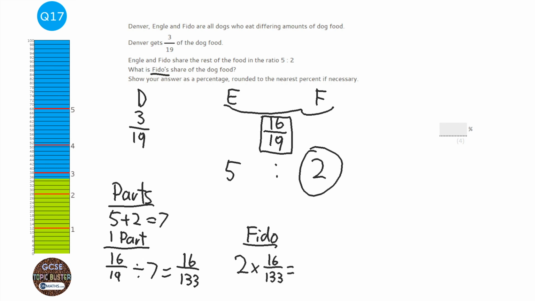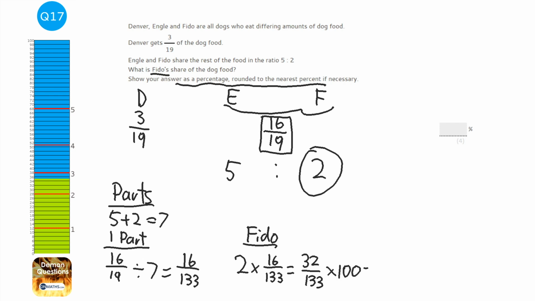So I'm going to times that by 2 on the calculator, which is 32/133. Now it does say show your answer as a percentage rounded to the nearest percent. So to work between fractions and percentages, I just need to times by 100. I'll do it on the calculator, times by 100, and press S to D if it comes up as a fraction. And it says 24.060 blah blah blah. So to the nearest percent, Fido gets 24%.